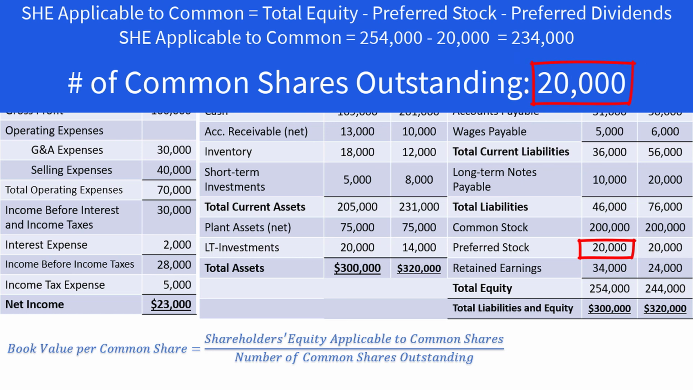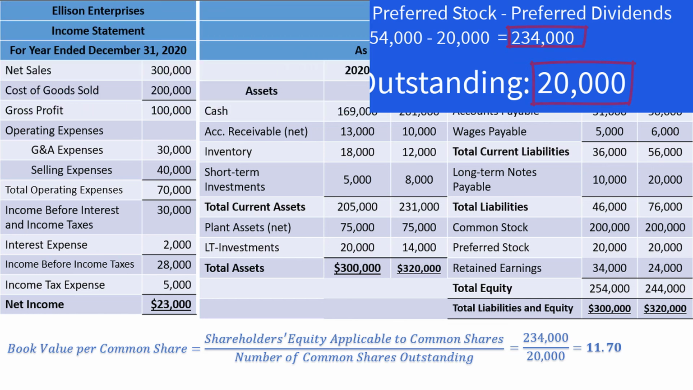Let's assume there are 20,000 common shares outstanding. 234,000 divided by 20,000 is equal to 11.7. This means that if the company liquidated its balance sheet accounts, then each share would be worth $11.70. Typically, higher values for the book value per common share are desired.